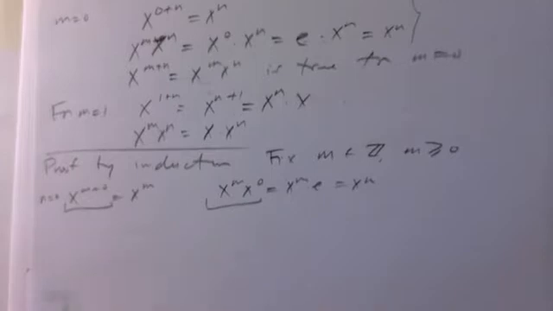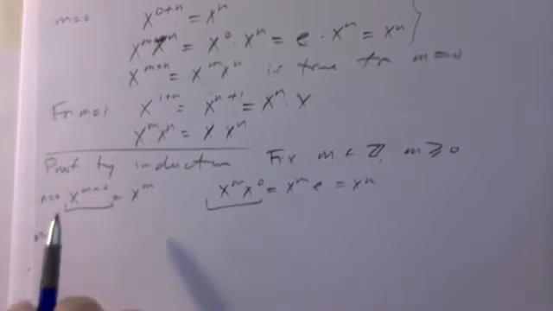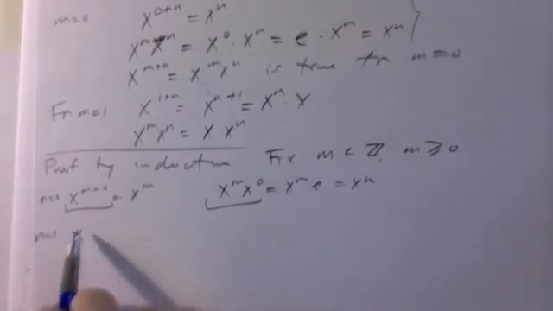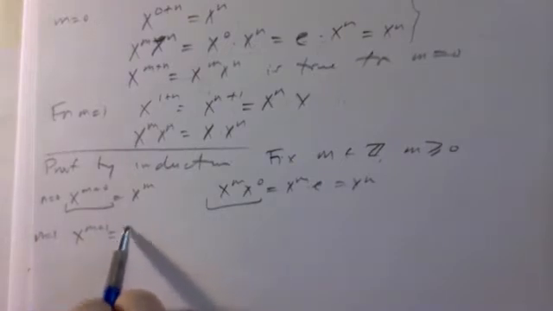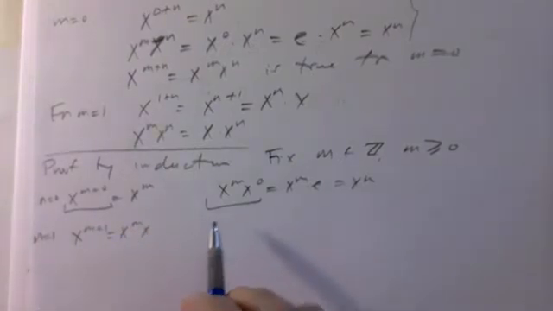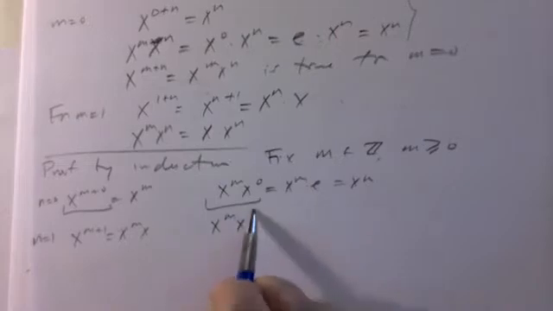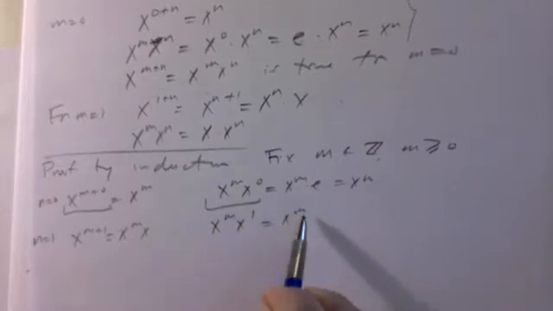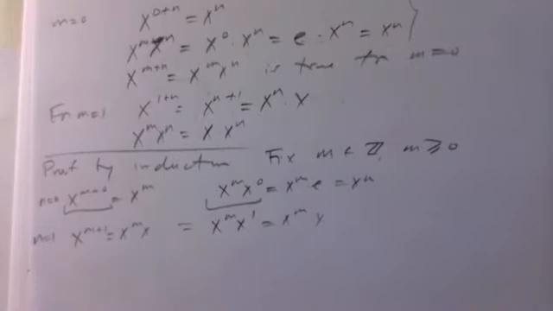That's kind of trivial. What about n equal 1? X to the m plus 1 by definition is X to the m times X. X to the m times X to the 1 is X to the m times X. So these are equal. So for n equal 1 it is true.